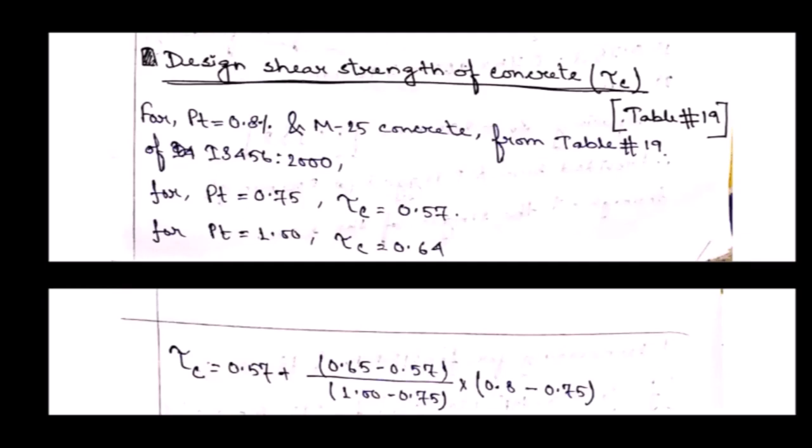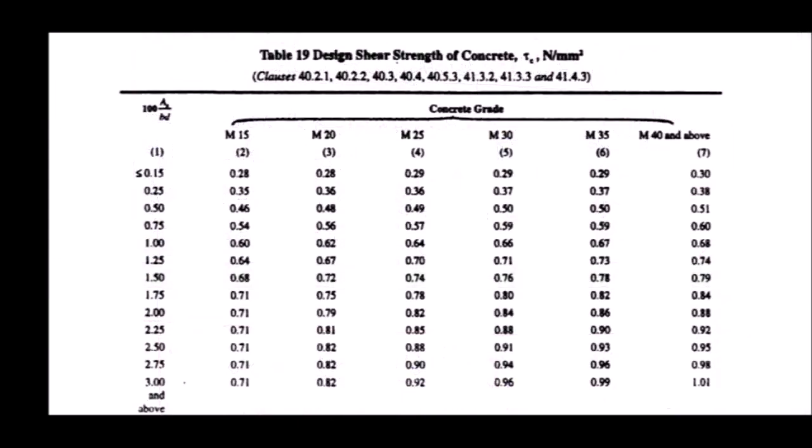For this also we have to go to IS code table number 19. So first let's go to table number 19. Okay, this is table number 19, design shear strength of concrete, tau c in Newton per mm square or MPa. From this table we have to find out the shear strength of concrete, how much it may carry. In the first column is the percentage of steel. Look, the formula is given just above the table, 100 into Ast by bd.